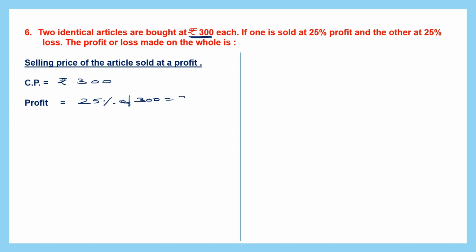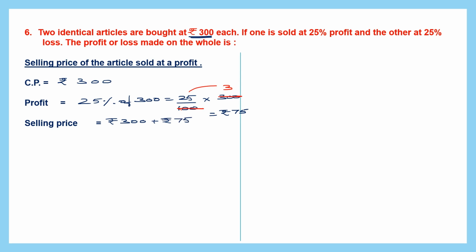So that is 25 by 100 into 300. So here we can cancel 100 and 300. So that is 3 and multiply 25 into 3 is 75. So the profit is 75 rupees. Then the selling price. To find the selling price, we should say cost price plus profit. So that will be 300 rupees plus 75 rupees.